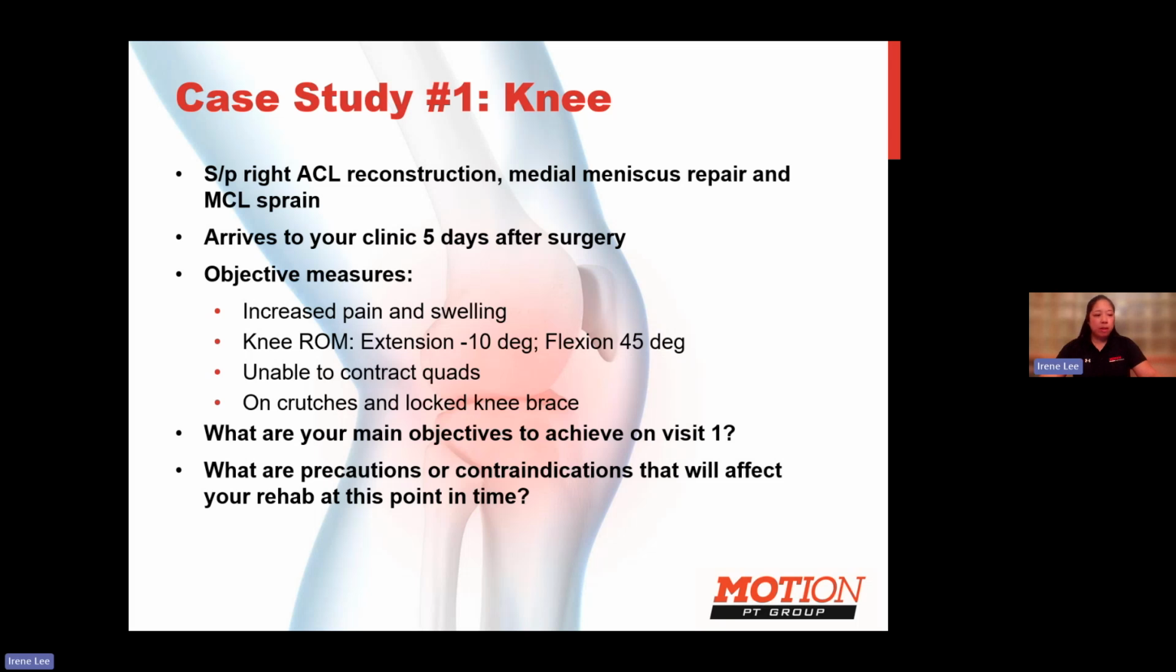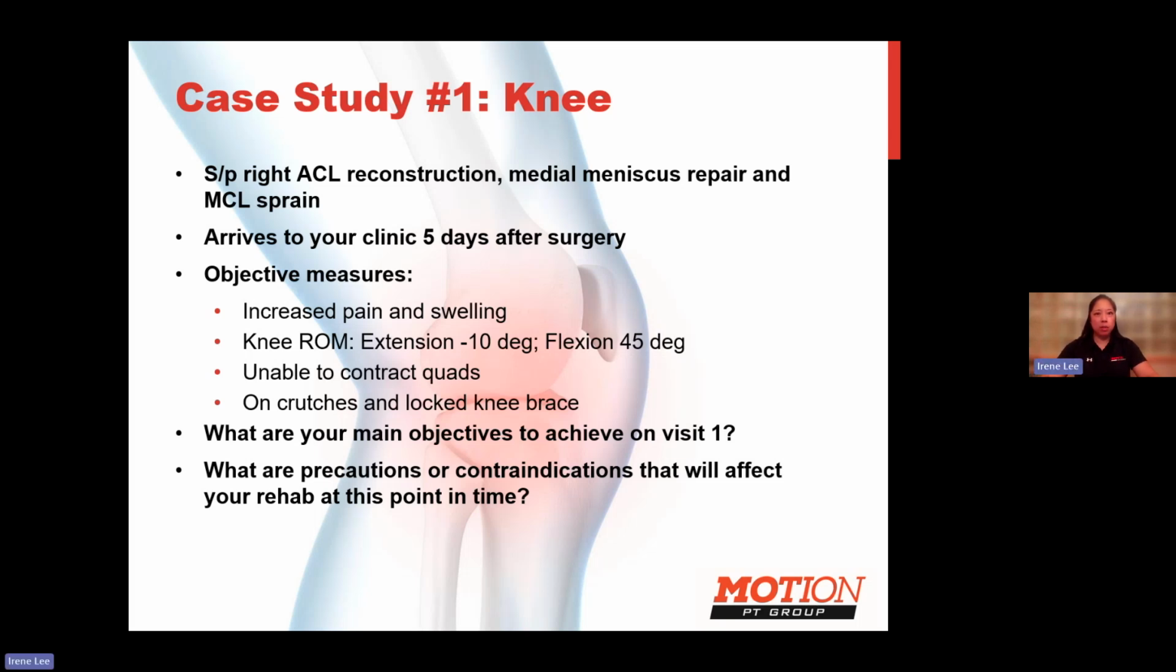So when you do their evaluation, you find obviously they have increased pain and swelling. Their range of motion is not the greatest. They're lacking 10 degrees of extension, and they only flex to 45 degrees. They can't contract their quad. They're on crutches and a locked knee brace. And actually, I didn't put it in here, but if anyone's dealt with a medial meniscus repair, they usually are non-weight bearing. So you have this patient, right?